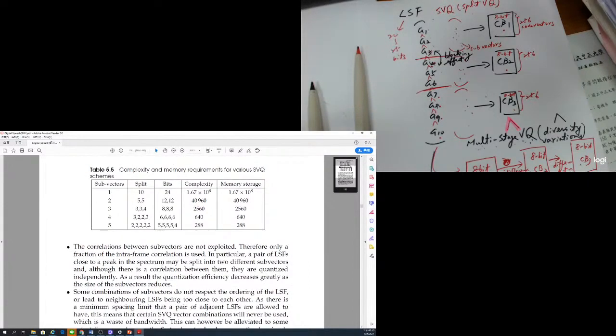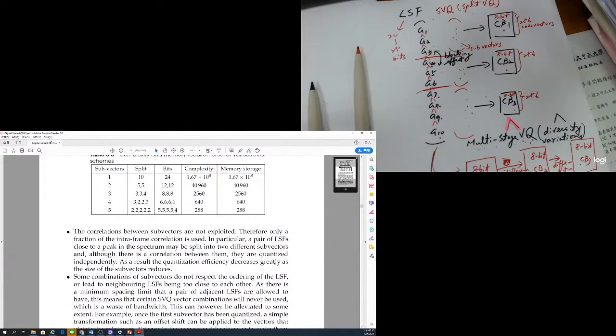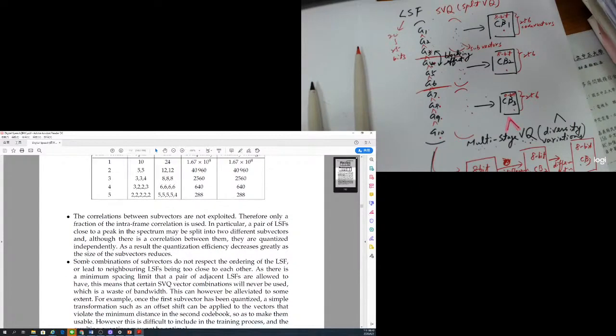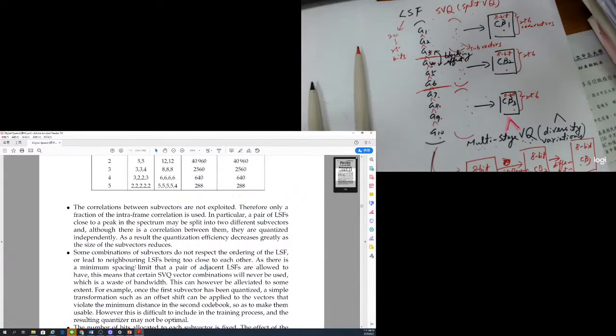So they have some correlation, but they have to be quantized independently. So the quantization efficiency will be decreased. Once your subvector size becomes so small, and you partition too many subvectors, your quantization efficiency will be decreased. Some combination of subvectors may also have to respect the ordering of the line spectrum frequencies.